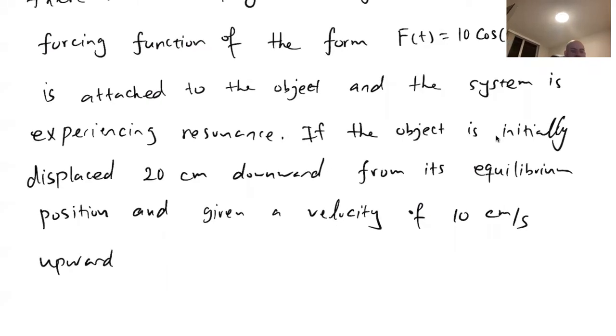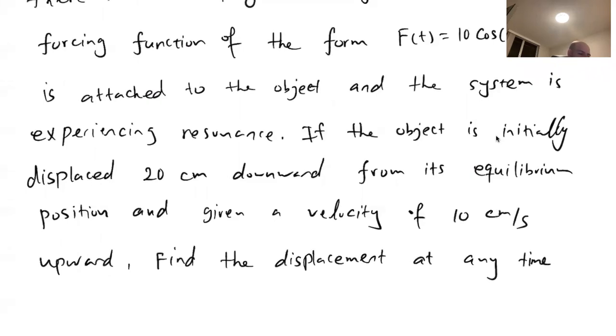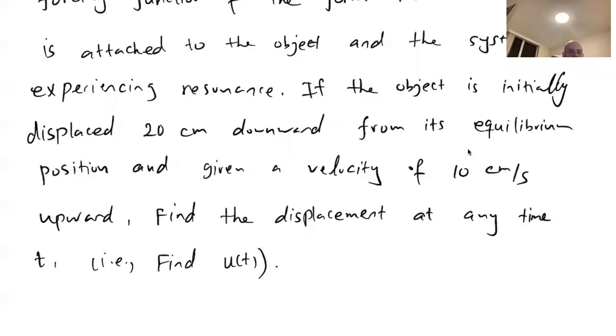So if the object is initially displaced 20 centimeter downward and given a velocity of 10 centimeter per second upward, find the displacement at any time t. In other words, find u of t, the displacement as a function of time.